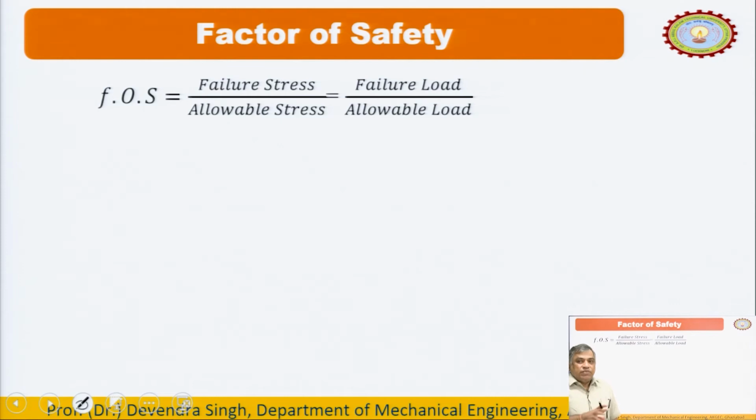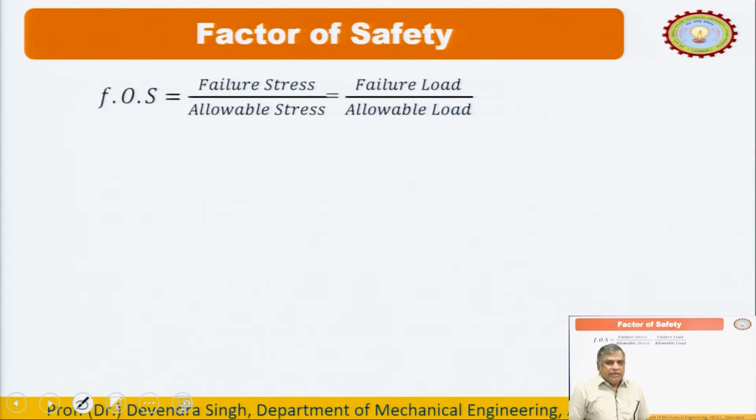So, the mathematical formula for factor of safety is simple. This is the failure stress upon allowable stress. Allowable stress, what magnitude of stress you allow to induce in the design components, and what is the failure stress. Or if I talk in nominal terms, failure stress is load upon area. So, in case of the failure stress, I can write the failure load upon allowable load.